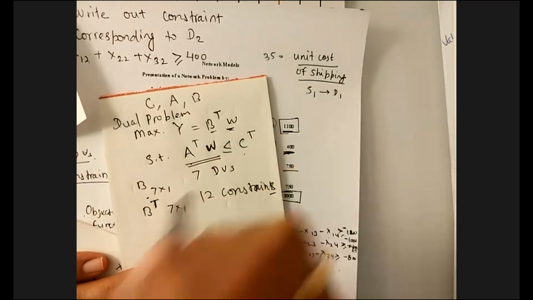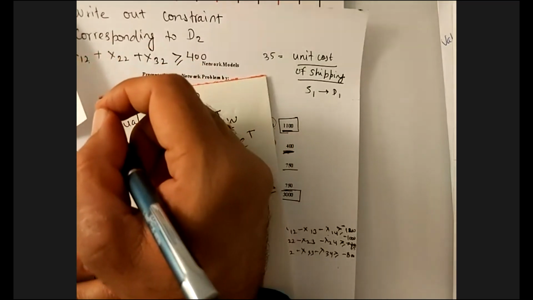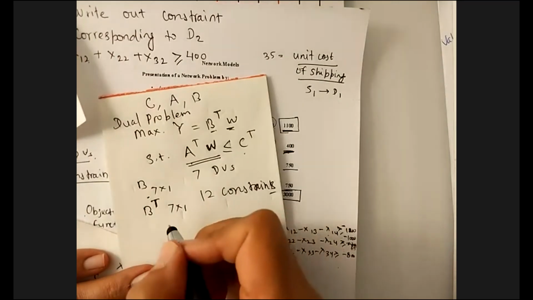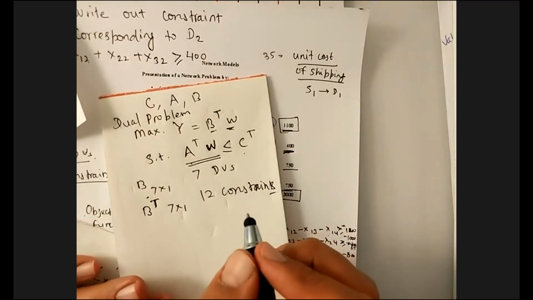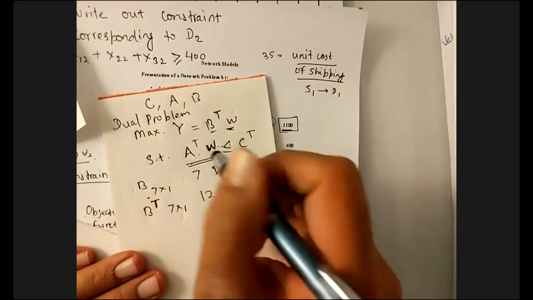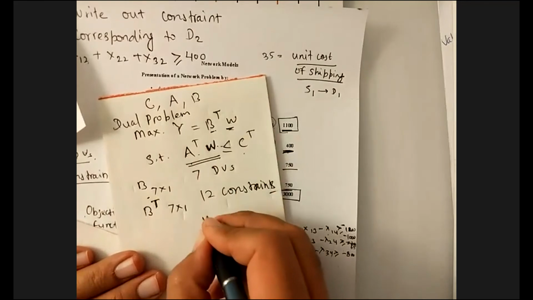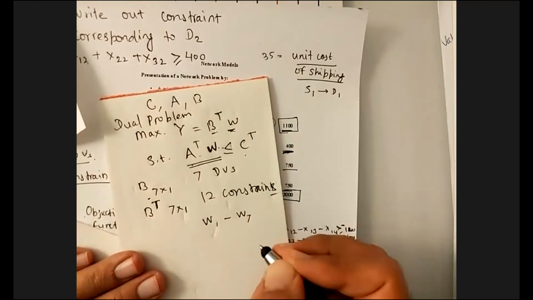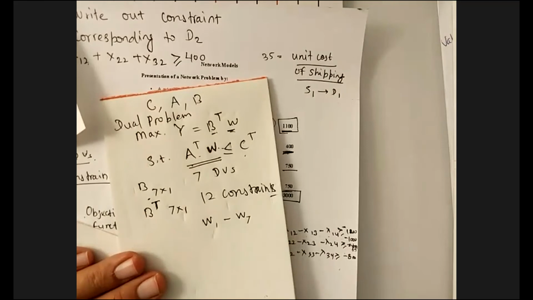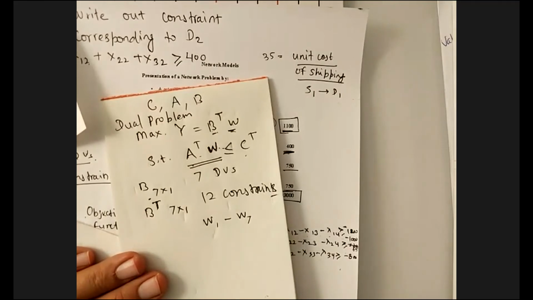Okay, and I'll provide a matrix multiplication video, and I've also provided, when you look at the last lecture, you'll be able to see how we apply these things so that we can write down the dual problem. All you'll need to do is transpose some matrices, multiply some matrices, and you'll have W1 through W7 as your decision variables, and you'll have 12 total constraints. Okay.